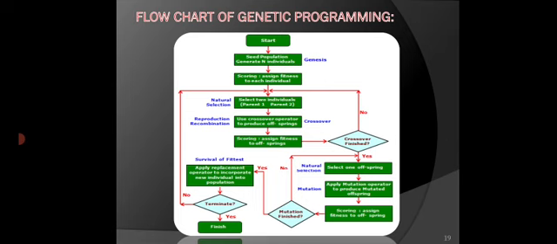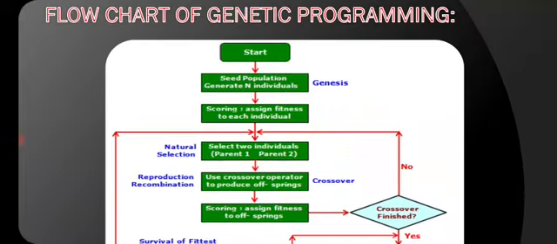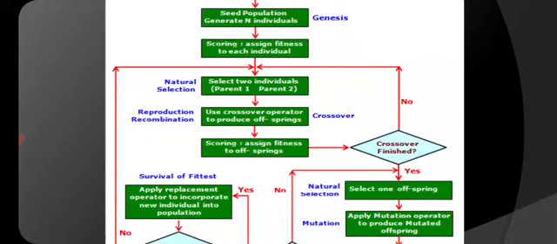So how GA works, let's see from the flow chart. It starts with the seed population generated, where the number of individuals is say n. Then scoring: assign fitness to each individual, then select two individuals which are known as parent 1 and parent 2. So after selecting the individuals, we score them according to their fitness, and the next step is natural selection.